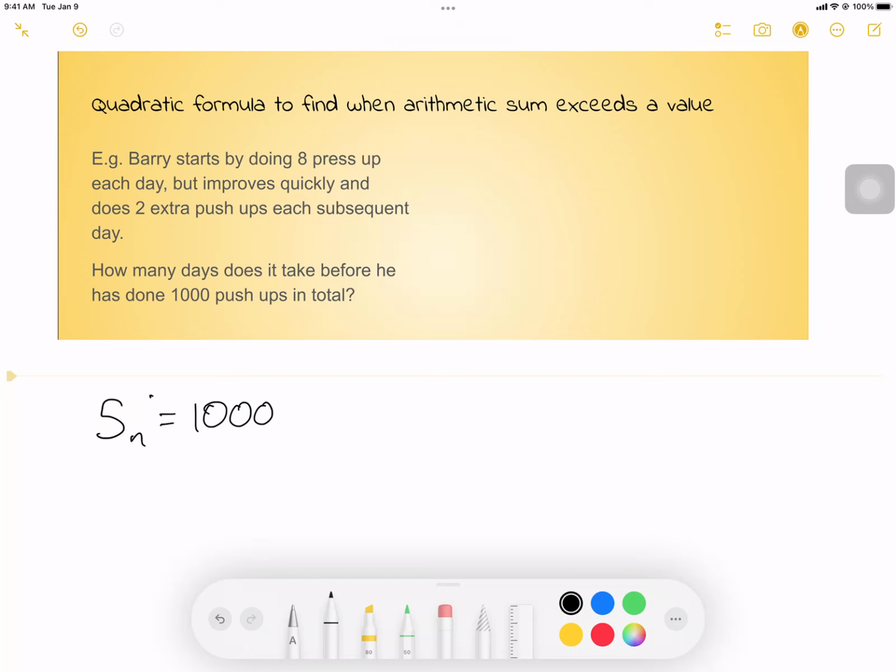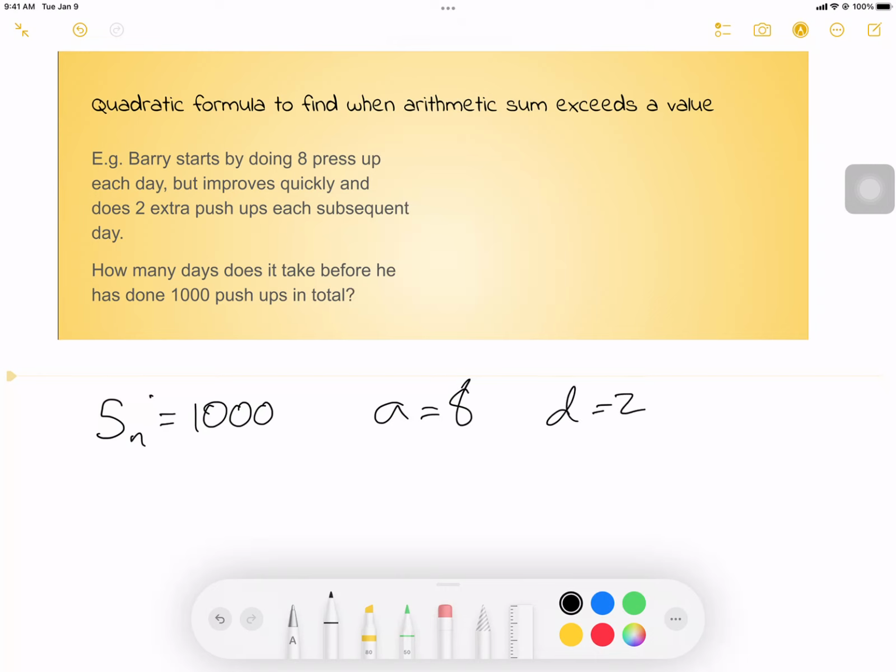So we're going to work out the day. It might come out to be a decimal. We probably want to round up so that it's at least 1,000 because it's increasing each time. Okay, so we've got the sum is 1,000. We've got a equal to 8 and d equal to 2.